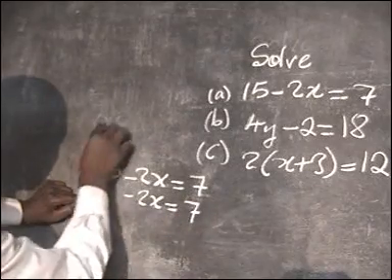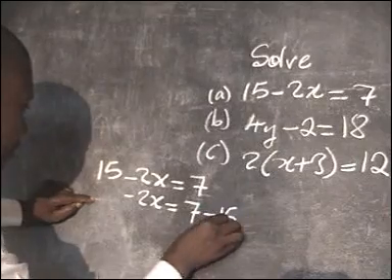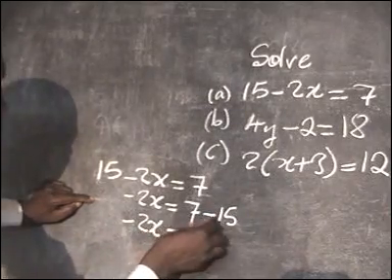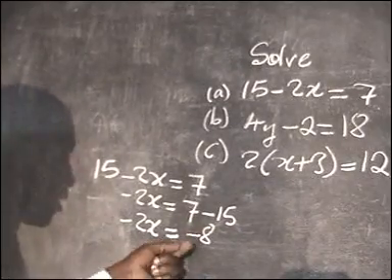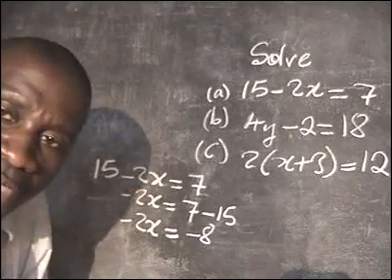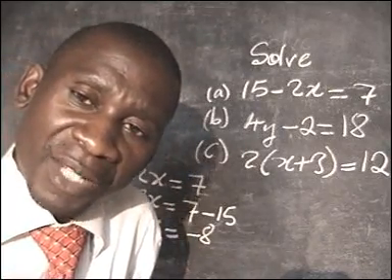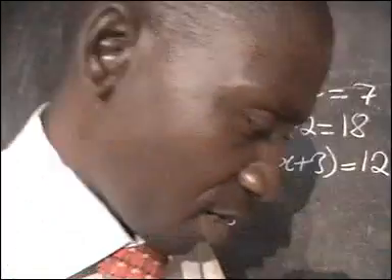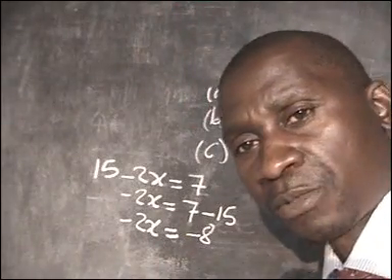So if this 15 crosses the equal sign, it's positive this time, it becomes negative 15, like that. And this is 2x equals 7 minus 15, you get negative 8. What it is that when you were in grade 5, in grade 4, you could say a bigger number subtracted from a smaller number can't be done. You could say it can't, but this time around, it's possible to subtract a bigger number from a smaller number.